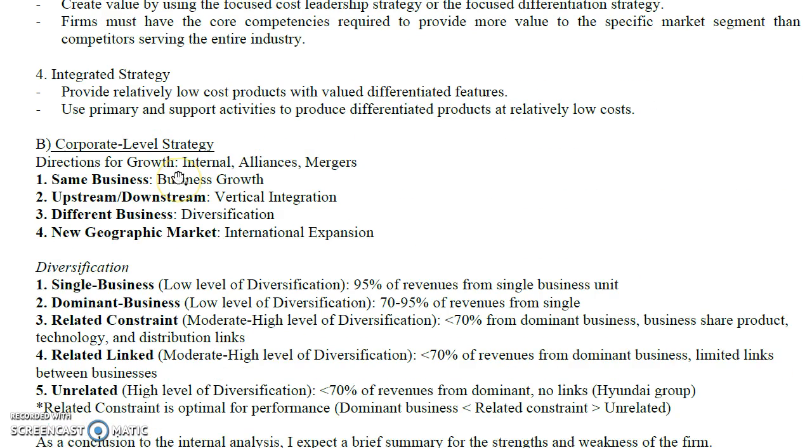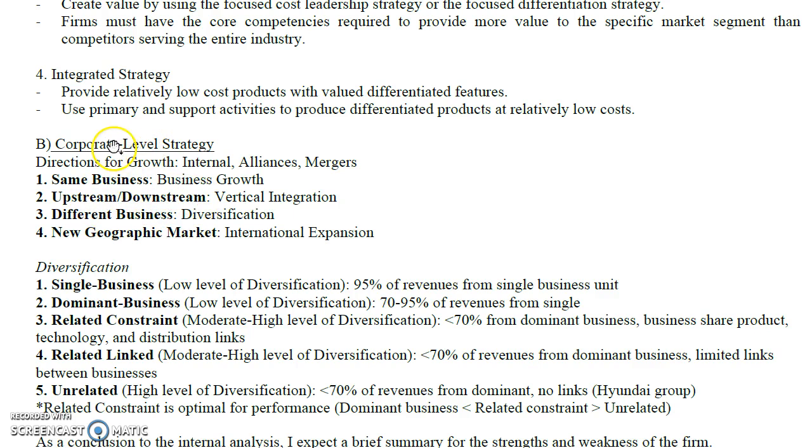B, corporate level strategy. Directions for growth can be internal growth, alliances and mergers. Those are directions for growth from top management. We can use four different types. Same business, it is business growth. If it is in the same business, it's business growth, no diversification. Upstream, downstream: remember, in Porter's five forces, we have upstream or downstream vertical integration. Remember, one of the threats. So at a corporate level, we can use that strategy to grow.